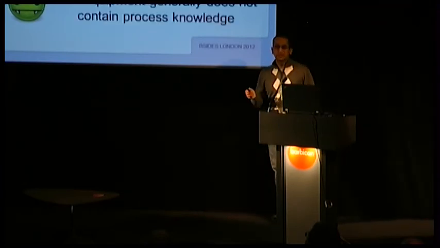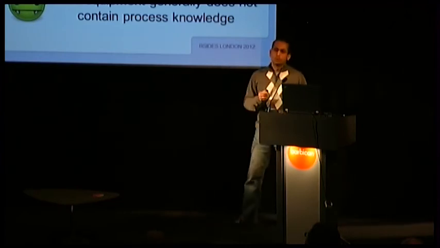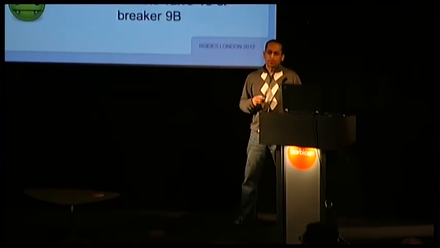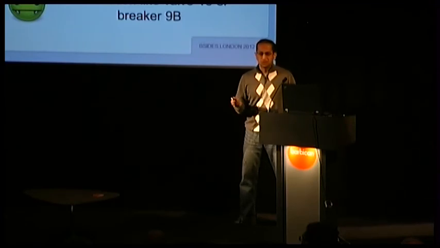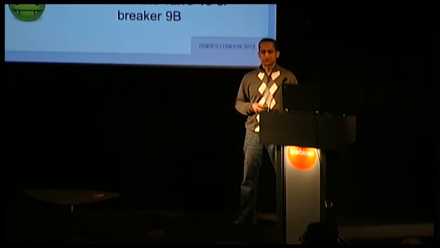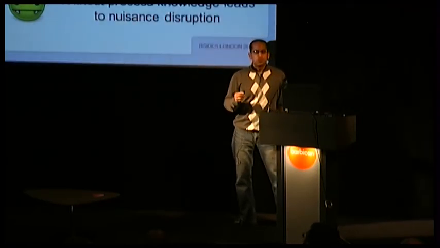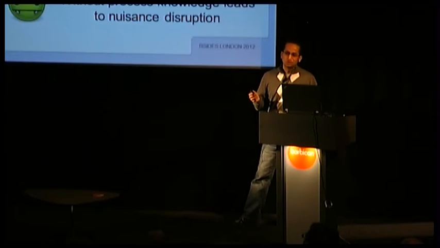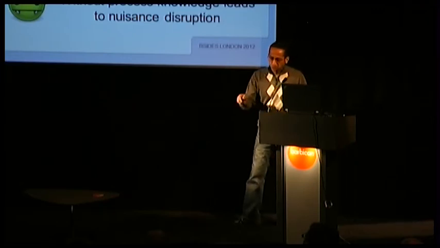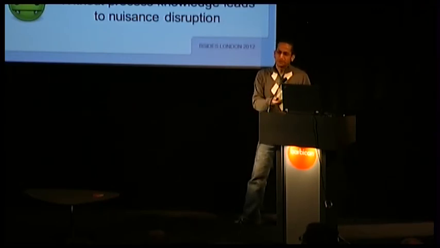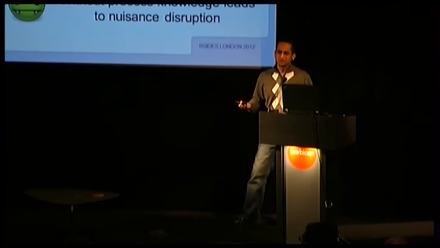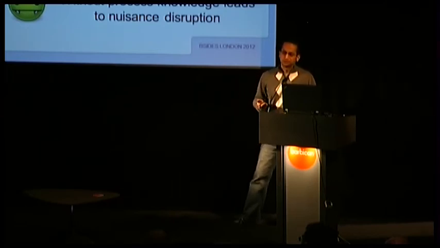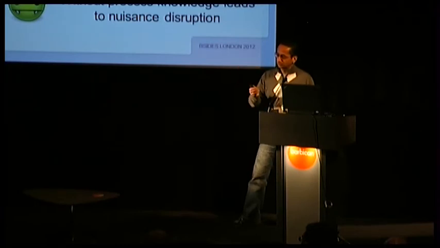But usually, field equipment doesn't generally have process knowledge. So what you could get from the sensor is that valve 16 is on, or breaker 9B is off, or something like that. And without process knowledge, it leads to nuisance disruption. Without knowing the function of this thing, without having the blueprint of the system, if I just go and vandalize something, it usually leads to nuisance disruption, but it's not a targeted attack.